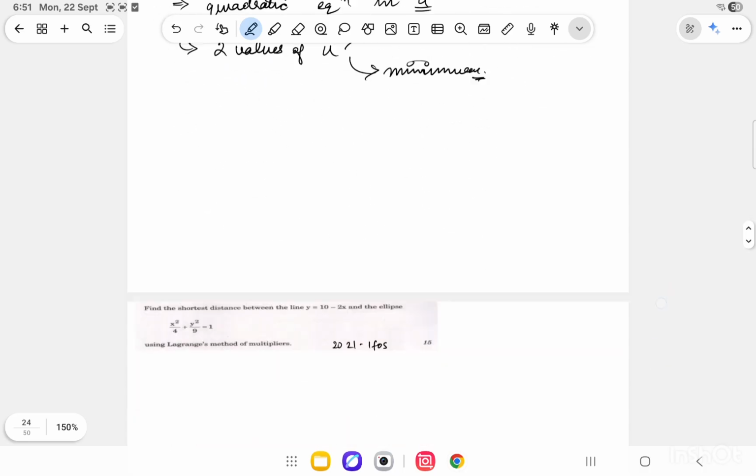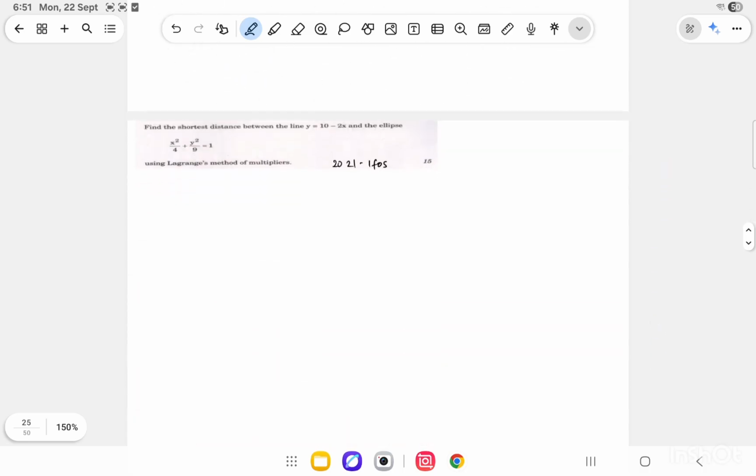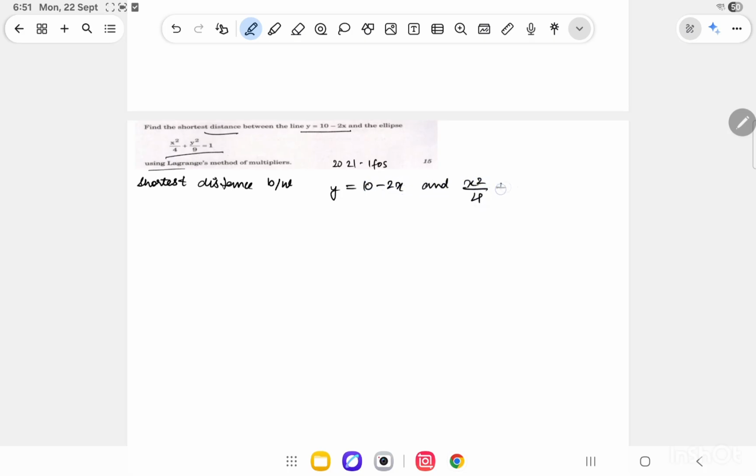The next question says: find the shortest distance between this line and the ellipse using the Lagrange multiplier method. So we are supposed to find the shortest distance between the line y equals 10 minus 2x and the ellipse x square by 4 plus y square by 9 equals 1.